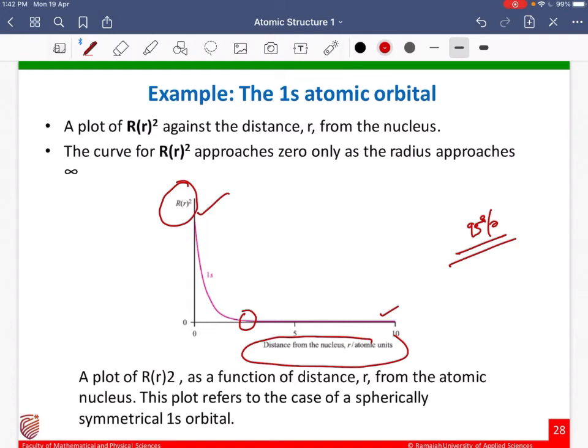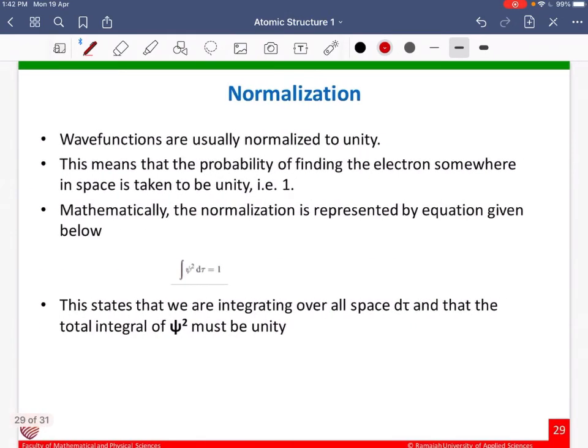We know that when the distance tends to infinity, the R R square will be reaching near to 0. So this is a plot of R R square as a function of distance r from the atomic nucleus. This plot is the same in all directions in the case of a spherically symmetrical 1s orbital. This drawing is only for the 1s orbital.